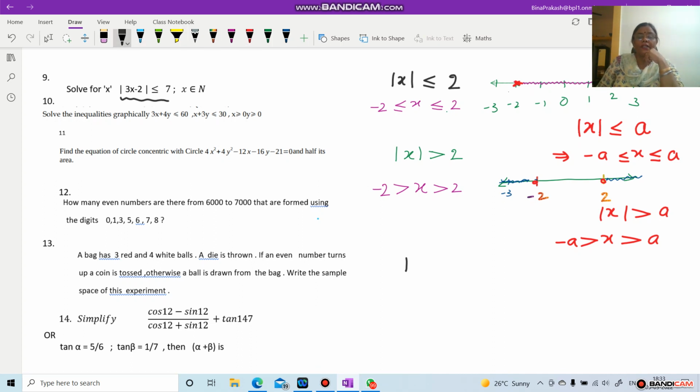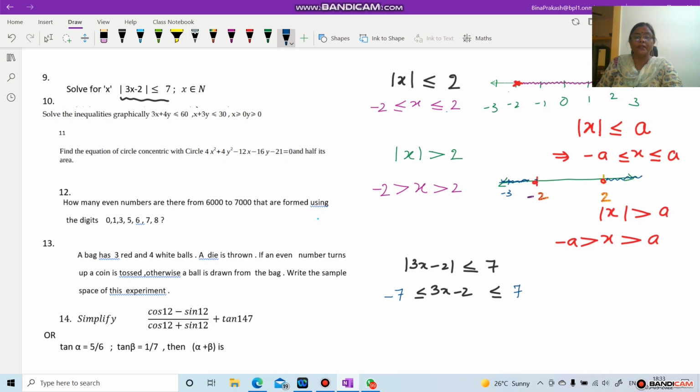What do we get? It is modulus of 3x minus 2 is less than or equal to 7. Fine. Now, what is the condition that you have? The value of x will lie between plus and minus of that number. That is, 3x minus 2 will lie between plus 7 and minus 7. So you need to solve this combined inequation.